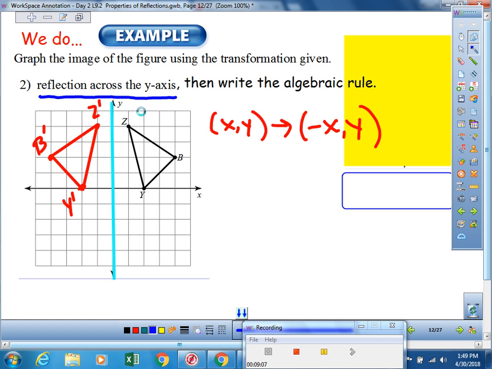Okay, so let's look at the ordered pair for Z. Z is what? (1, 4), right? What's Z prime? (Negative 1, 4). So see how the x became its opposite, but the y value stayed the same?